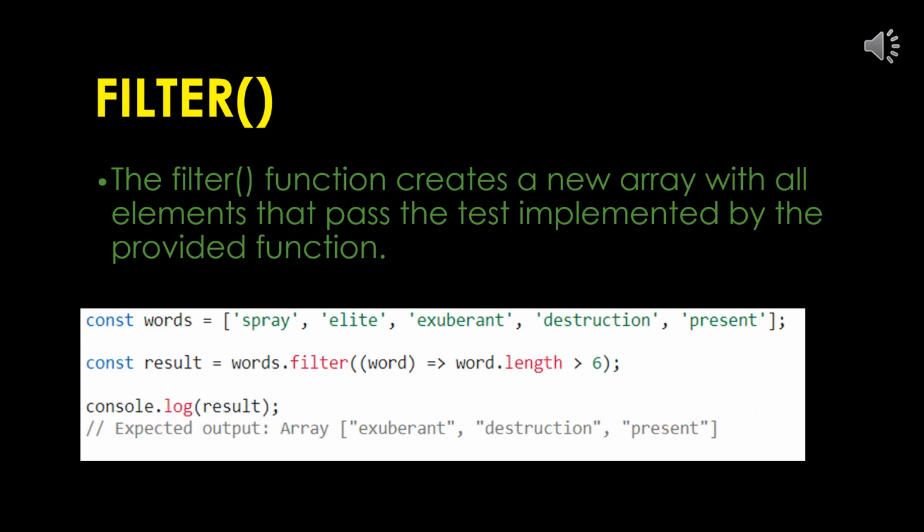Filter function. The filter function is used to create a new array, same like the map function. Instead, it keeps only the elements that pass the test implemented by the provided function. For example, the words are spray, elite, exuberant, destruction, present. So this will filter the words, taking each word, and the count of letters greater than 6 should be presented in the result array. For example, spray and elite contain 5 letters, which is less than 6. So greater than 6 means exuberant, destruction, present. These are stored in the result array.